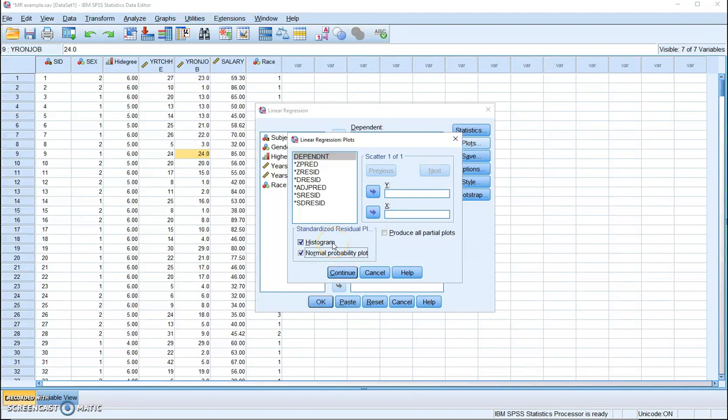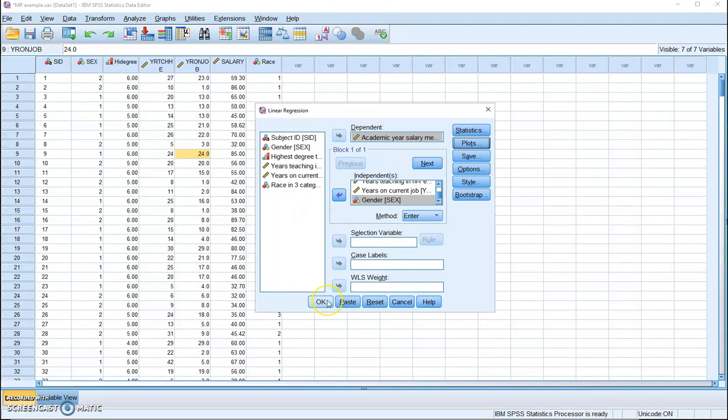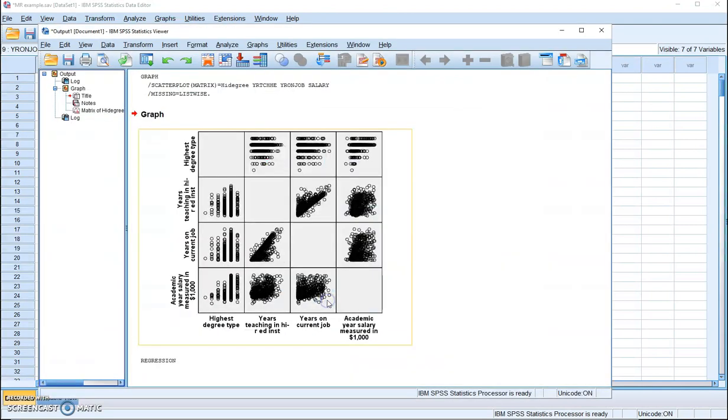To check the assumption of homoscedasticity, we're going to do this. We're going to put the standardized predicted values on the x-axis, and we look at the residuals and put the residual on the y-axis. All right. Now let's run the analysis.